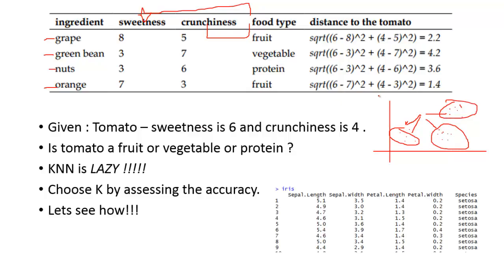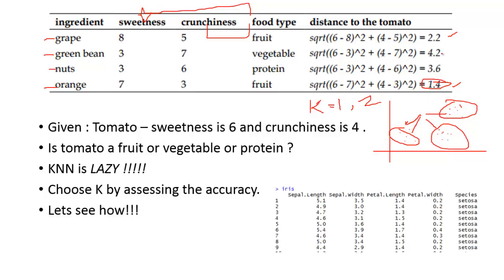So what KNN does depends on K. If we say K is equal to 1, it takes only the one nearest neighbor, which is the orange at 1.4, so it will classify tomato as a fruit because the least distance is 1.4. If we say K is equal to 2, it looks at the nearest two neighbors and classifies based on the majority. For example, it takes 1.4 and the next minimum, 2.2. This is a fruit and this is a fruit, so it will again be classified as a fruit.